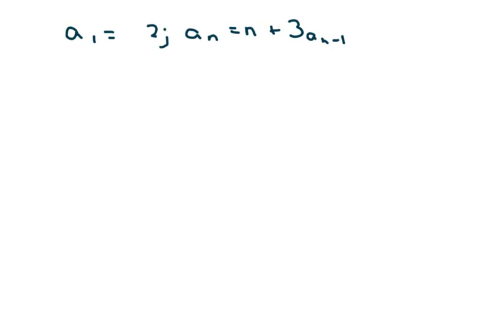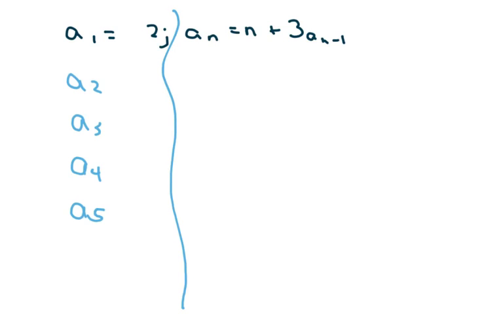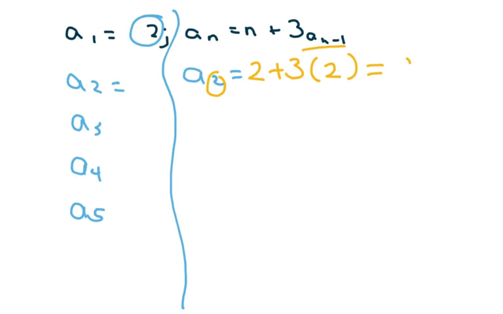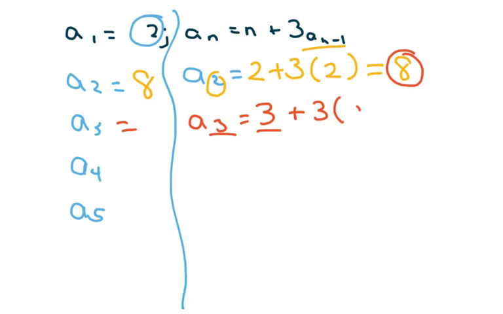And now we have one that's a little different. We need a sub 2, a sub 3, a sub 4, and a sub 5. Our first term is 1. So my second term, my n here is 2, so 2 plus 3 times my previous term. So this is going to be 8. All right. a sub 3 equals 3. These numbers match. Plus 3 times my previous term, which is 8.